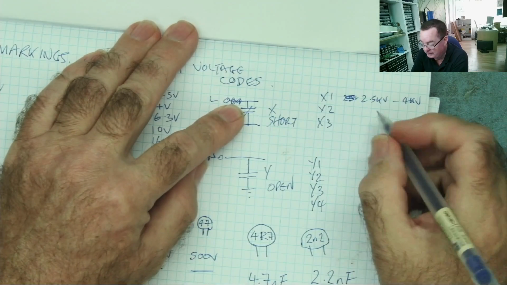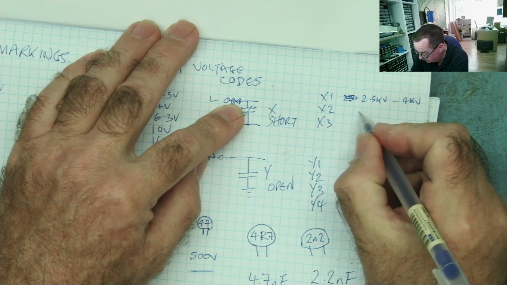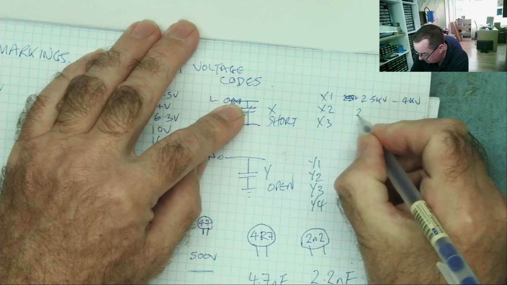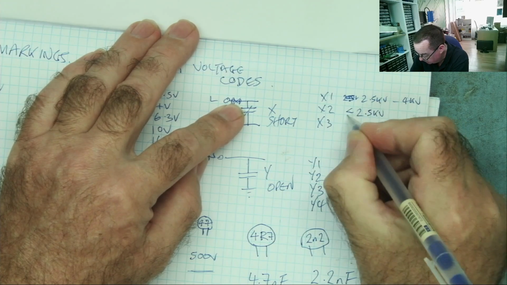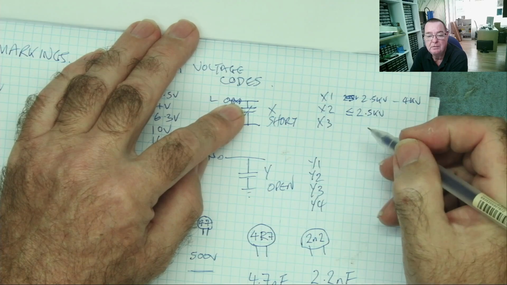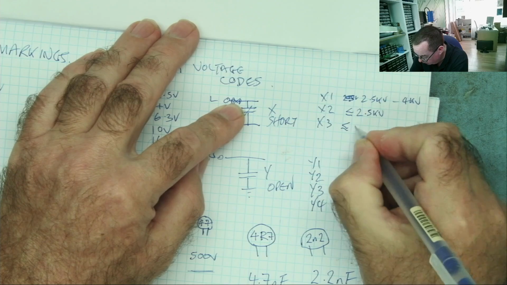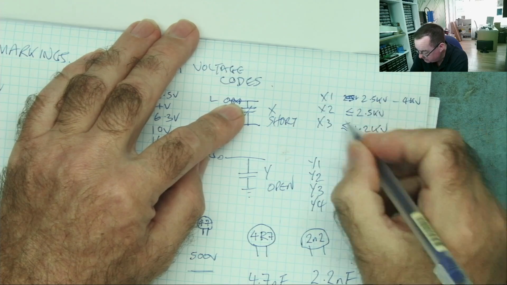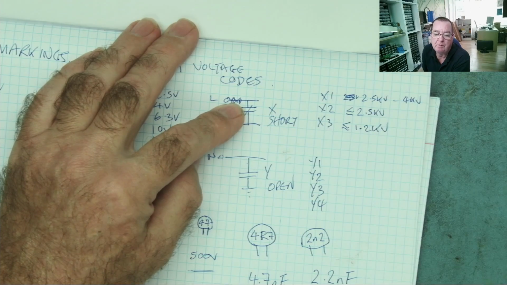X2, which are the common ones, the ones we saw, will handle up to 2.5 kV. So basically anything less or equal to 2.5 they will handle. And the X3, these are 1.2 kV. These are the common ones, certainly where we have 220 or 240 volt mains.